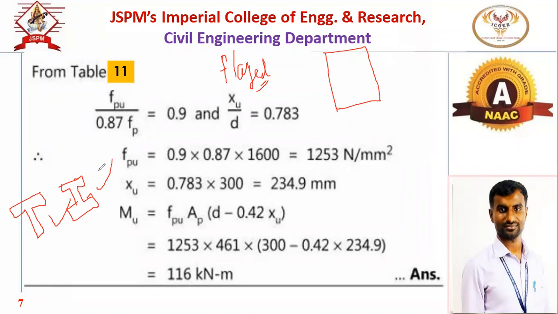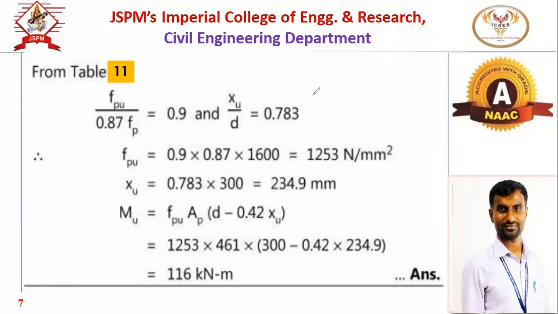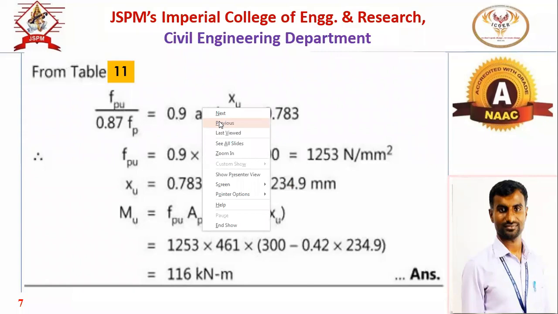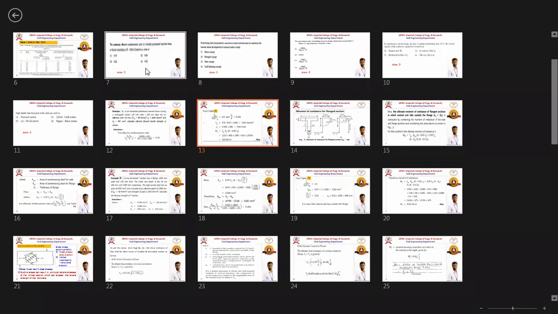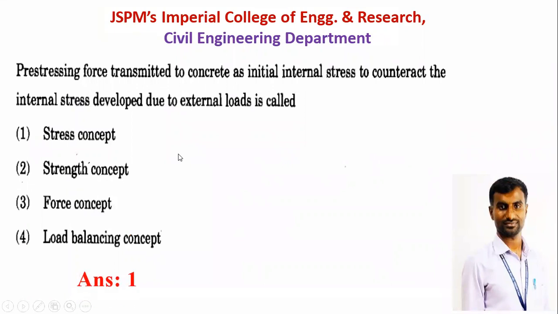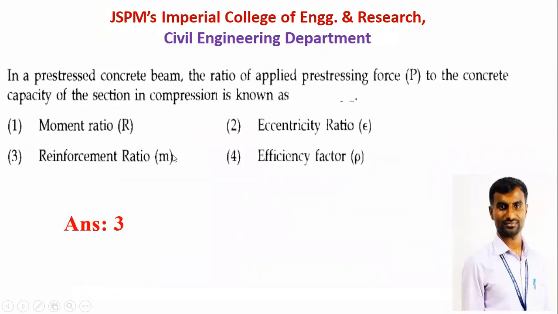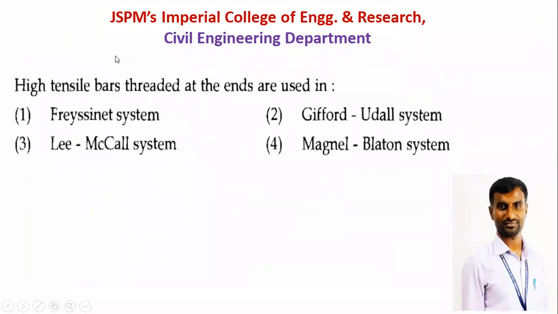Now for your unit test, the syllabus will be unit number 1, total syllabus, and from unit number 2, what we have covered in today's session, that is moment of resistance. MCQs will be there on this particular formula, on the MCQs that we have discussed. So again, I will show you those MCQs. These 5 MCQs will be there for unit number 2 in your unit test number 1, and unit test 1 will be on your Moodle.